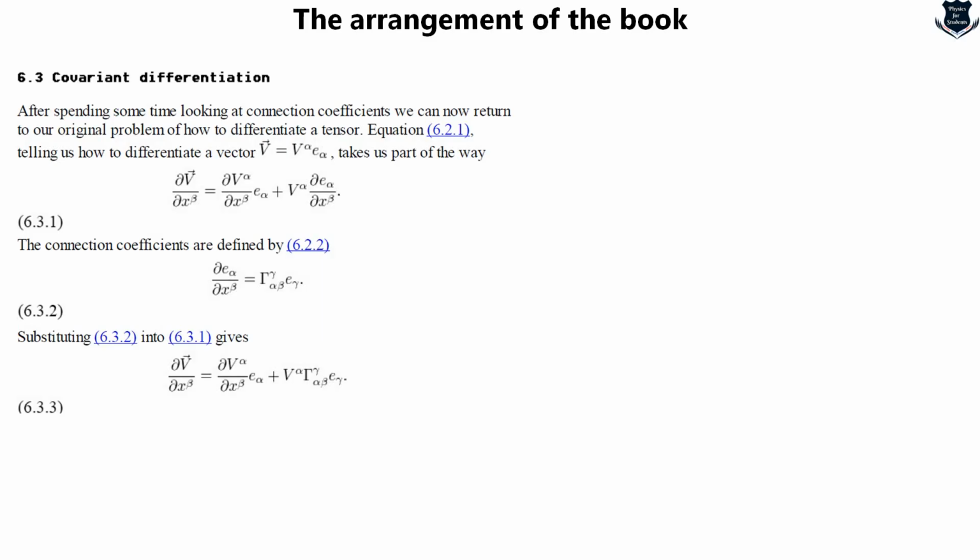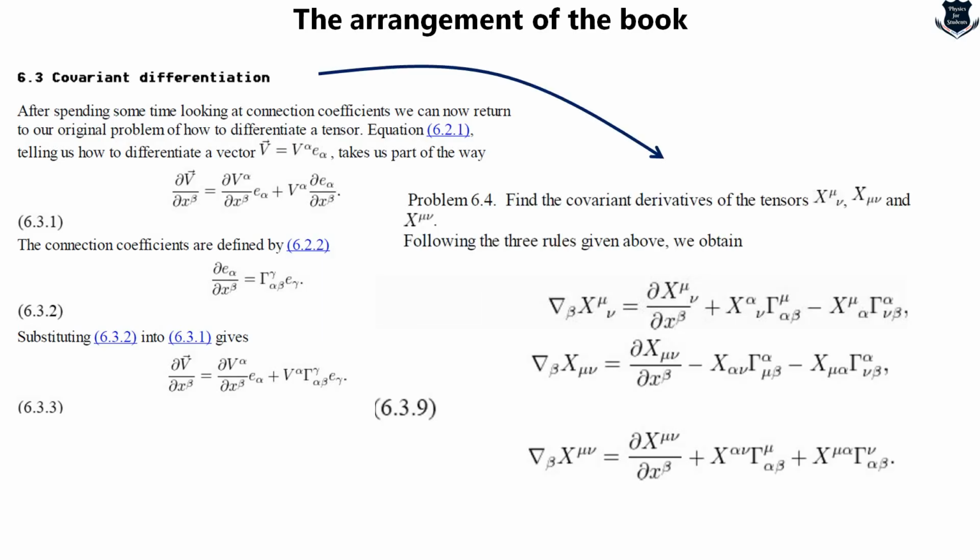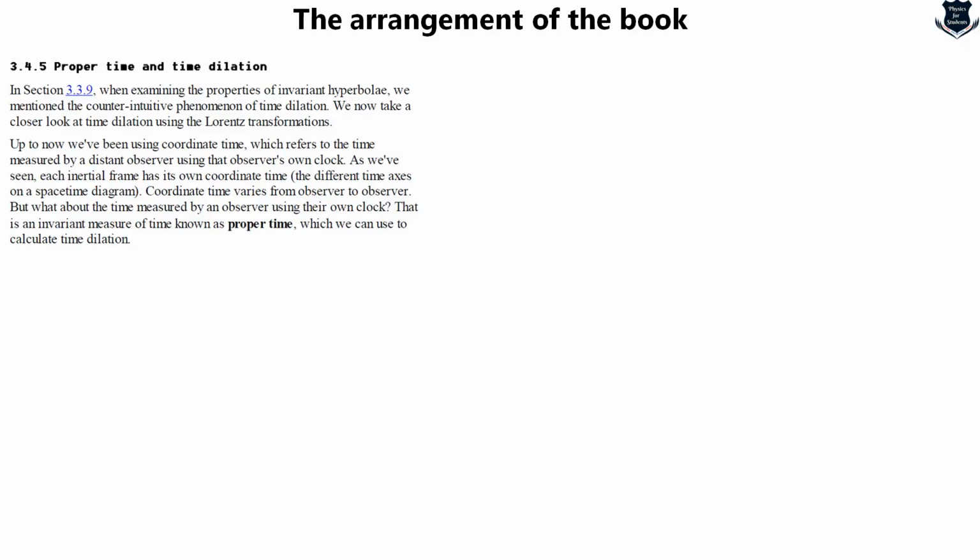This is an important and vast concept. This also has another problem. For example, find the covariant derivatives of the tensor this and this, and it gives the solution also. If you are unable to solve, you can flip over the pages and you can find this book to be truly great. For example, proper time and time dilation.